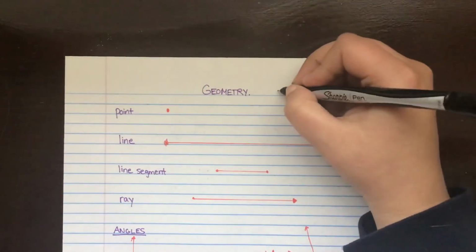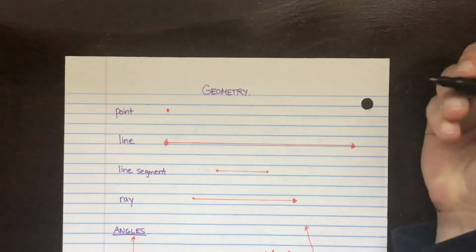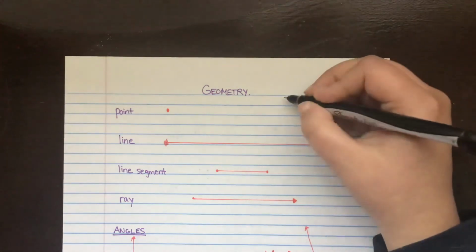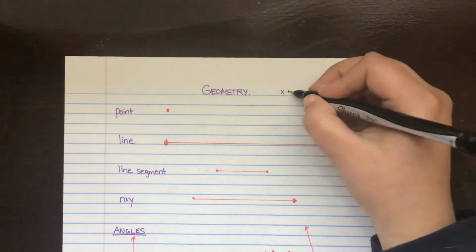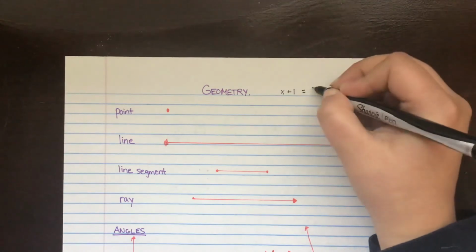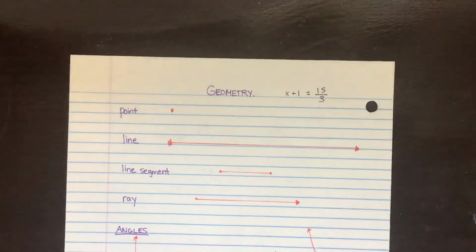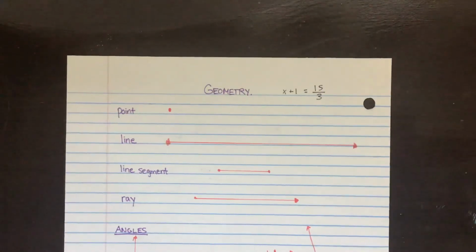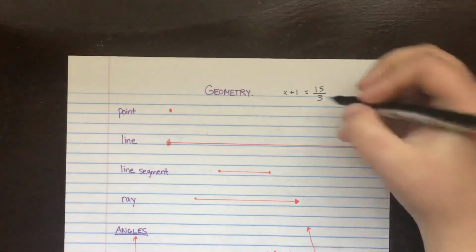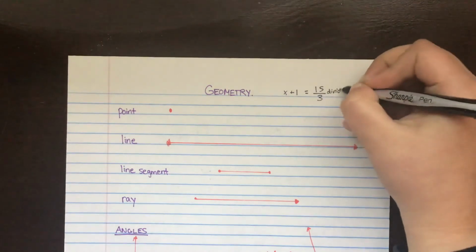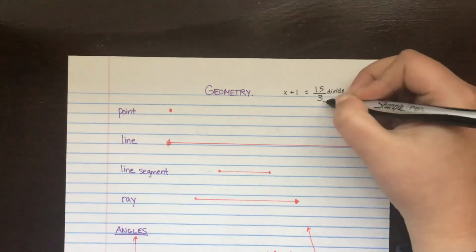So your question looks something like this. This isn't the same question, but it's the same idea. So I have x plus 1 equals 15 over 3. Uh-oh, that looks like a fraction. Oh no, how can I do fractions and algebra? I didn't know how to do that. Well, take it easy for a minute, because this fraction simply means to divide. This says 15 divided by 3.